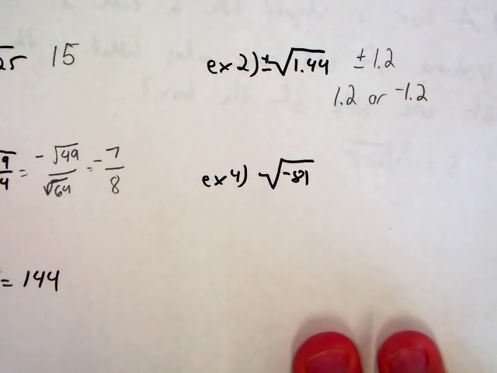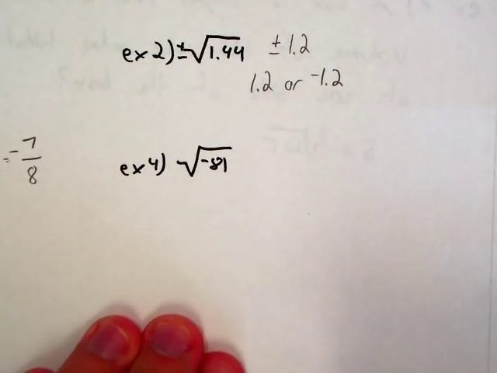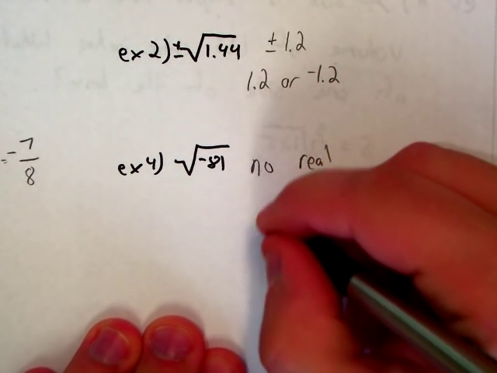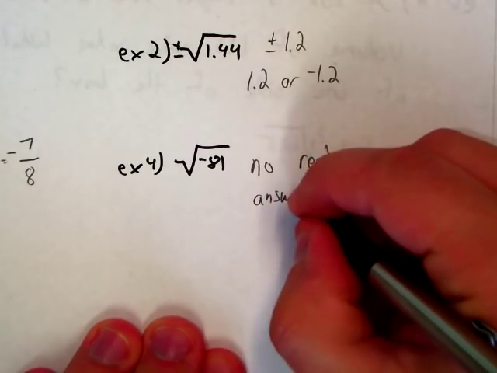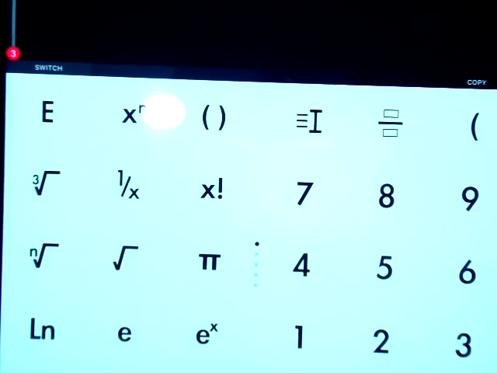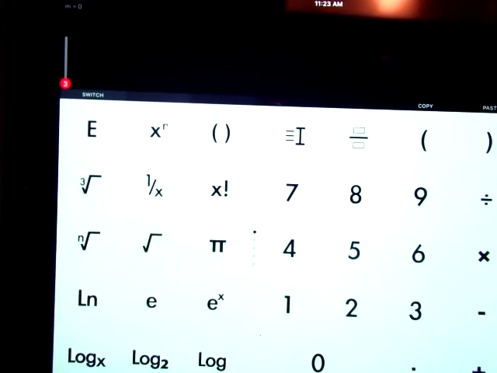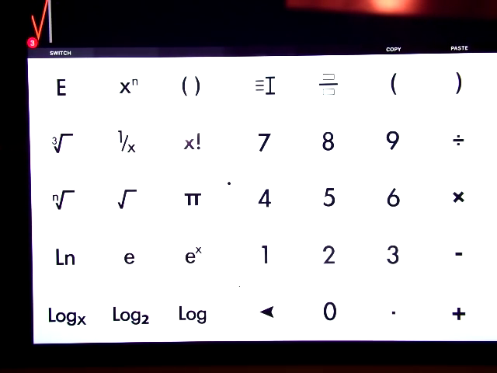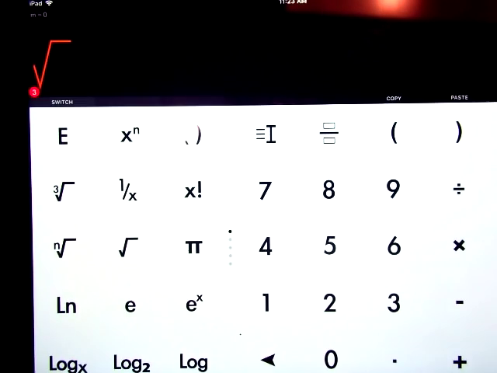Example 4 then, we have the square root of negative 81, this is no real answer. Now, on your calculator, if you're using the iPad calculator, let's zoom out a bit here. This button right here, this is the radical sign. So if you put that in there, a radical sign will show up.